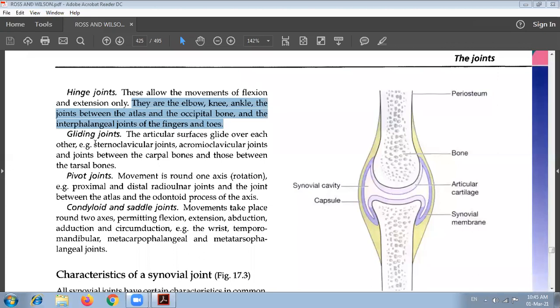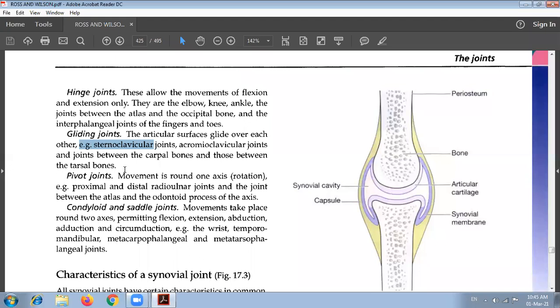The next is the gliding joints. The name itself indicates they have the capacity to glide over each other. The articular surfaces glide over each other, so it is called a gliding joint. Examples are the sternoclavicular joints, acromioclavicular joints, and joints between the carpal bones and those between the tarsal bones.